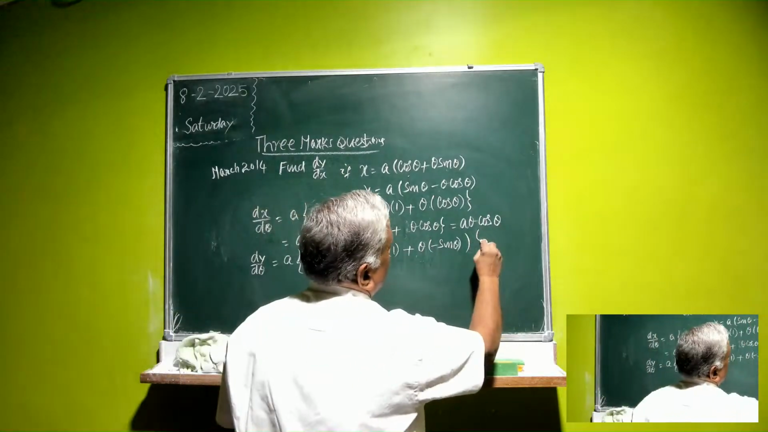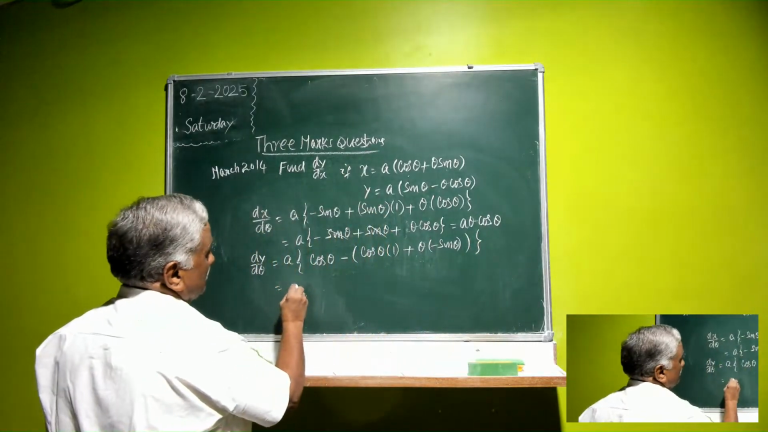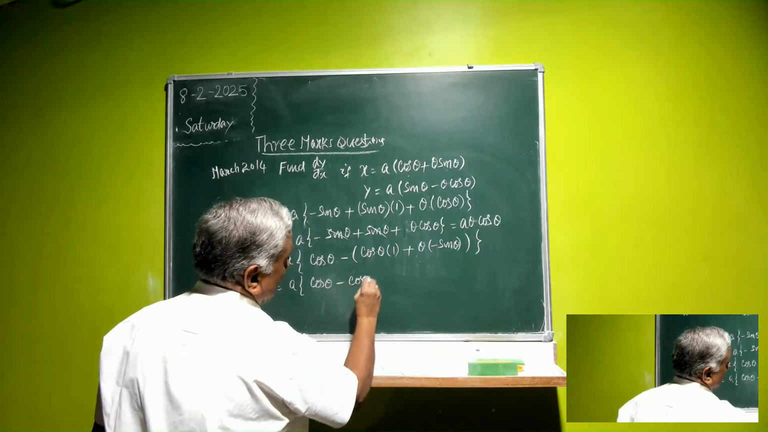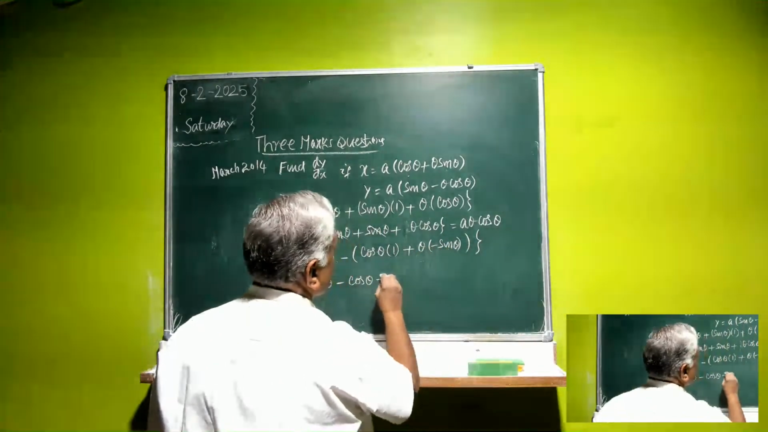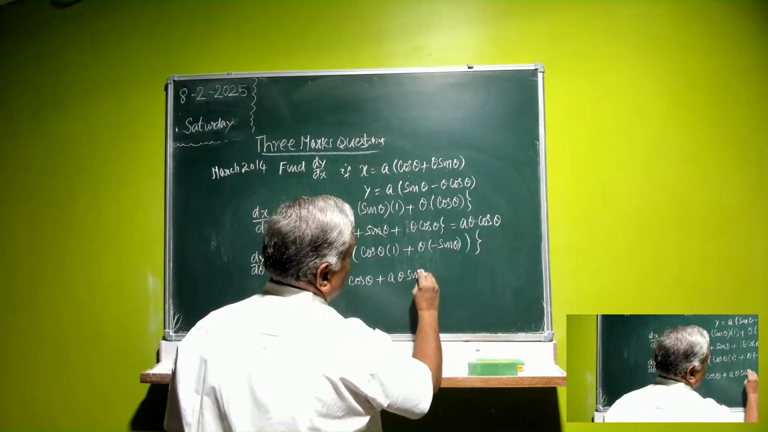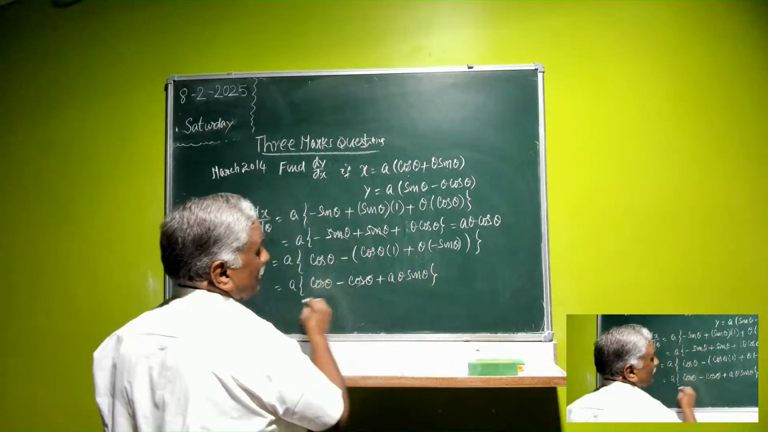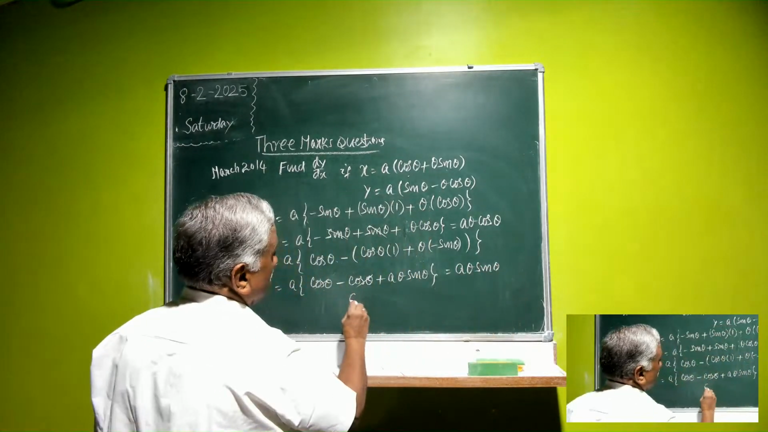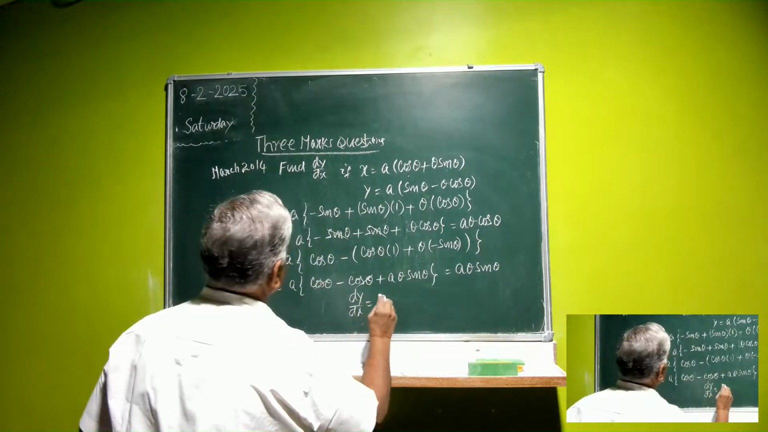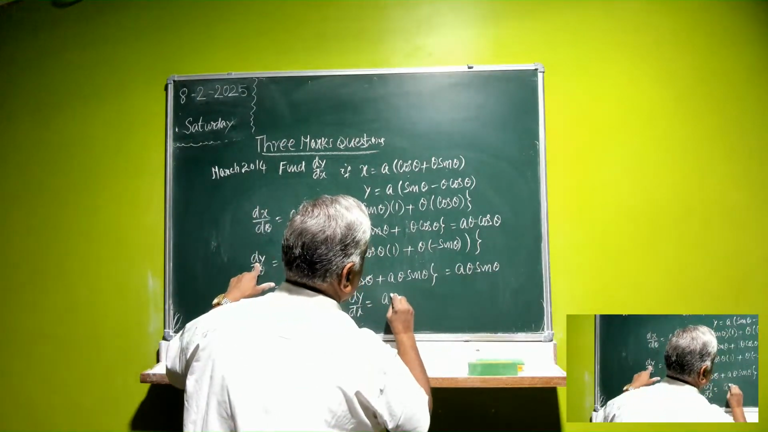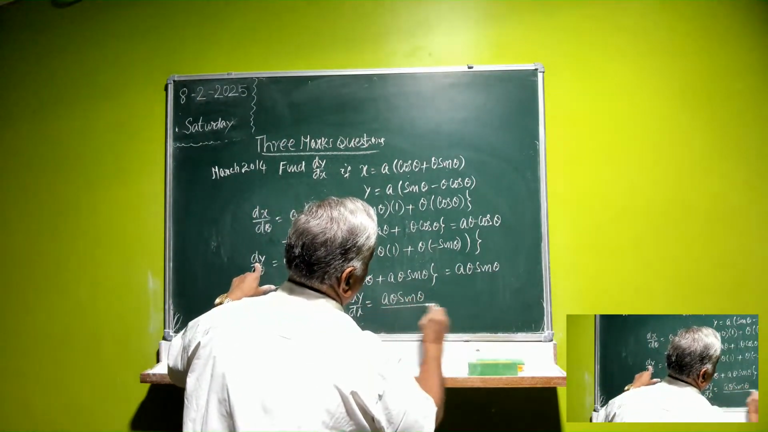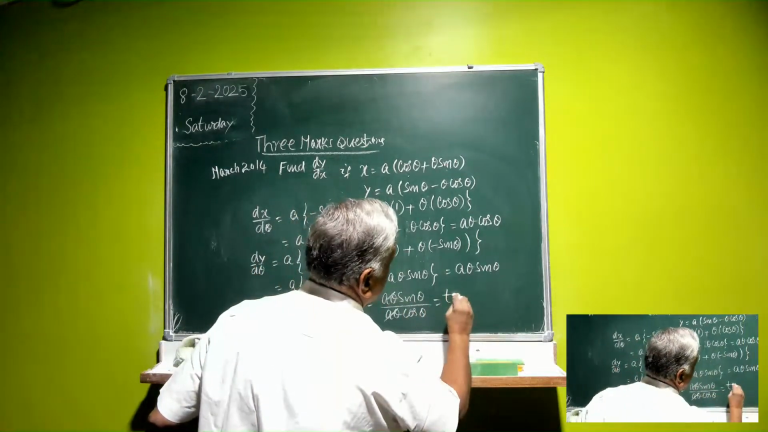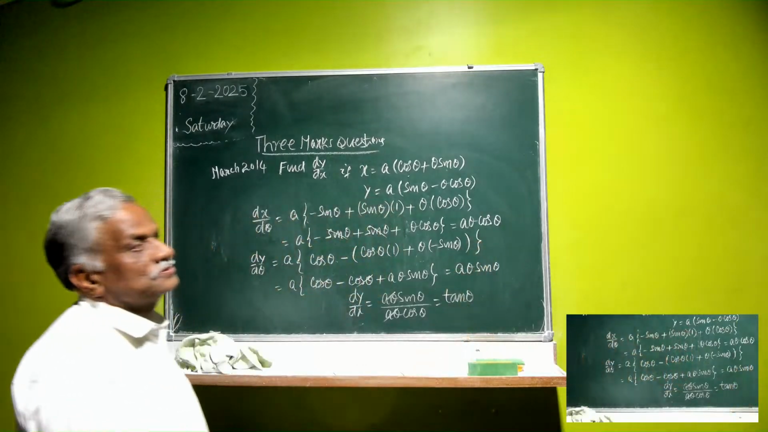Now, let us simplify this. a is outside. This is cos theta. This is minus cos theta. This is minus into minus plus a theta sin theta. These two will cancel. You get a theta sin theta. What do you want? dy by dx. That is a theta sin theta divided by a theta cos theta. You get a very neat answer at hand. So systematic.